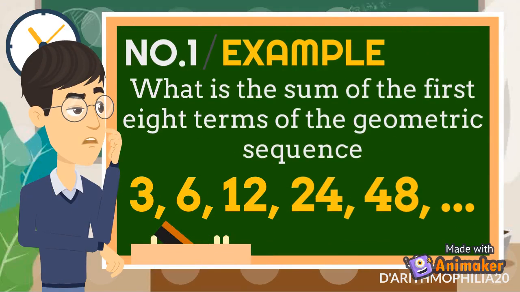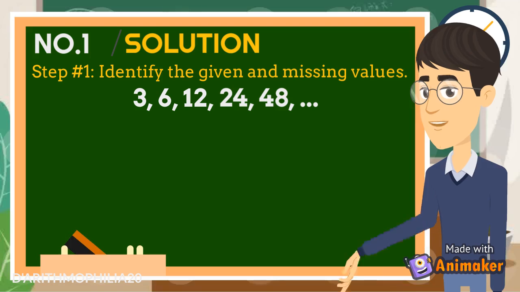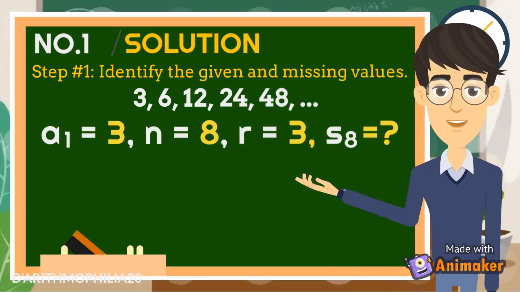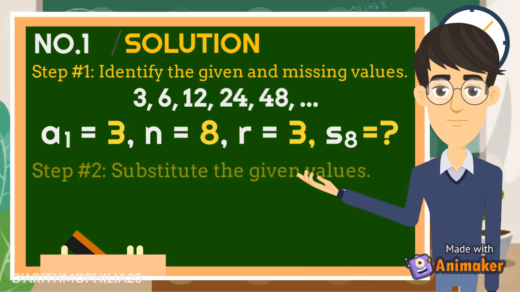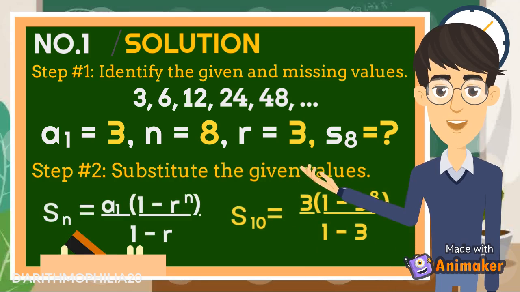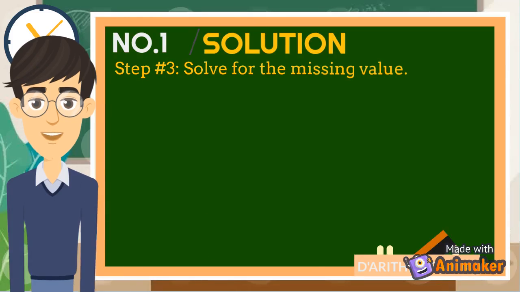Example number 1. What is the sum of the first 8 terms of the geometric sequence 3, 6, 12, 24, 48, and so on? In solving this problem, we will be following 3 steps. First, we need to identify the missing and given values. We have a sub 1 equals 3, n equals 8, and the common ratio is 2. And we are looking for the value of S sub 8. Second step, we need to substitute all the given values to our formula. This gives us S sub 8 equals 3 times the quantity of 1 minus 2 raised to 8 all over 1 minus 2. For our final step, we will now start to solve for the missing value.